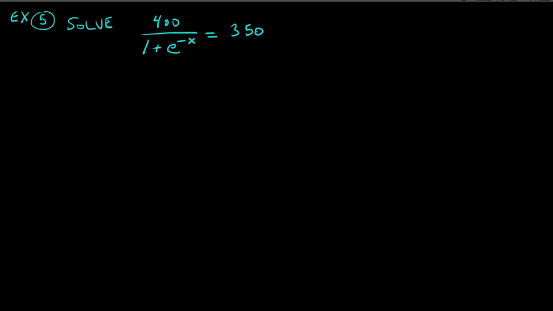Okay, on to the next one. We want to solve 400 divided by 1 plus e to the negative x equals 350.